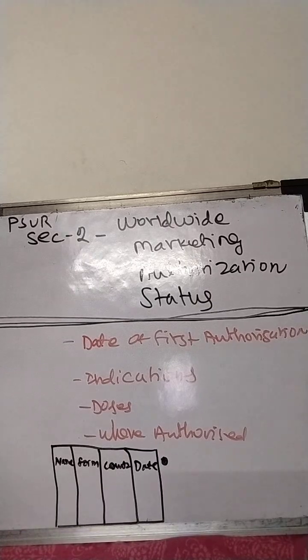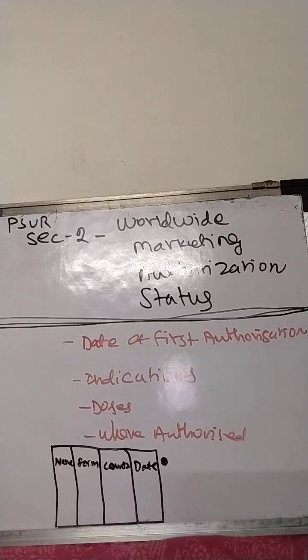Hello everyone. So in this session we are going to see PSUR section 2, which talks about worldwide marketing authorization status. So cumulatively, any MAH worldwide, wherever they have got an authorization to market their particular product, would be giving their particular status. Anyways, in the guideline they have given what needs to be covered.